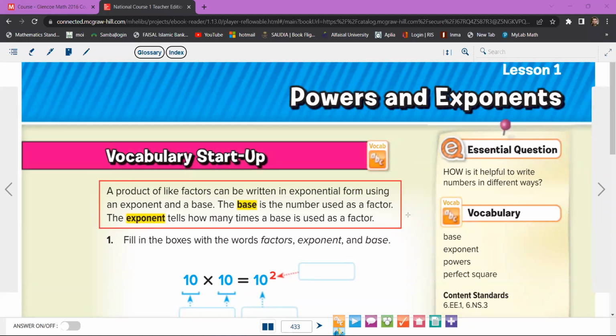A product of like factors can be written in exponential form using an exponent and a base. The base is the number used as a factor. The exponent tells how many times a base is used as a factor.